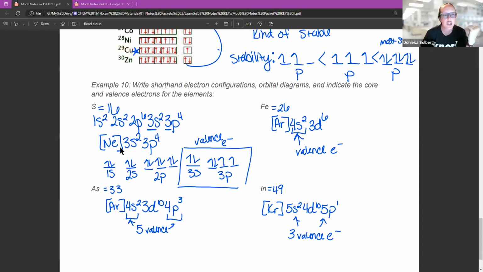Now, if I wanted to do shorthand, you pick the noble gas that is before sulfur. So up one, all the way to the right, that's neon. Neon is number 10, so that takes up the first 10 electrons, all of these. Then you start at the row sulfur is in, so it's 3s2, 3p4. Notice this part is the only part that's written after that noble gas.